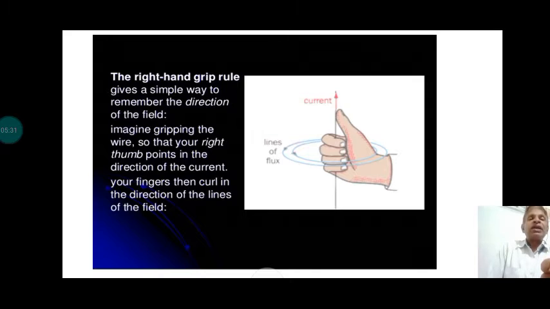When the current in the conductor is in the upward direction, the magnetic field produced by the conductor is anti-clockwise. When the thumb points downward, representing current in the downward direction, the magnetic field is in the clockwise direction. That is given by Maxwell's right hand thumb rule, and we can easily find the direction of the magnetic field produced around a current carrying straight conductor.